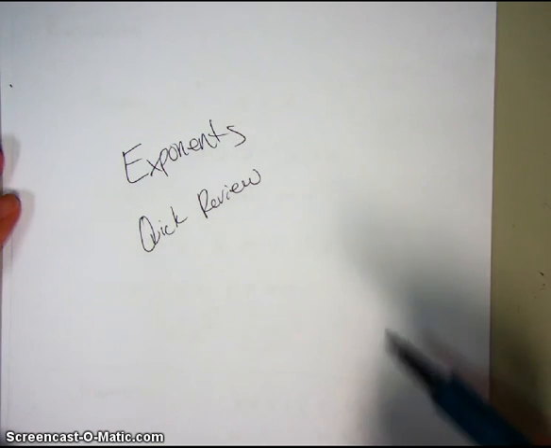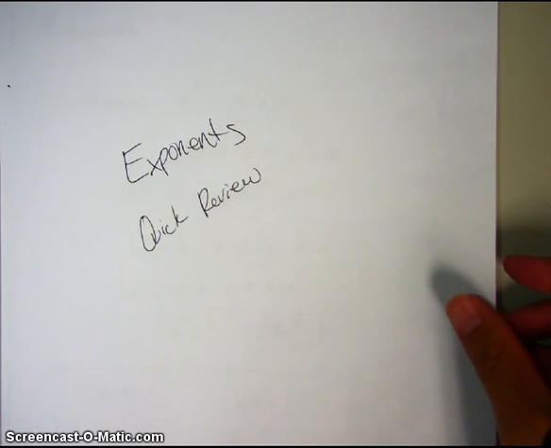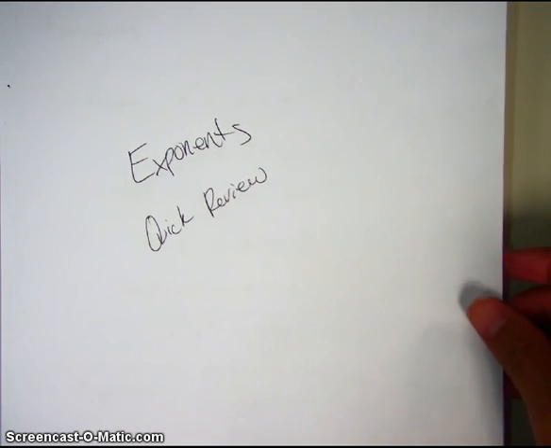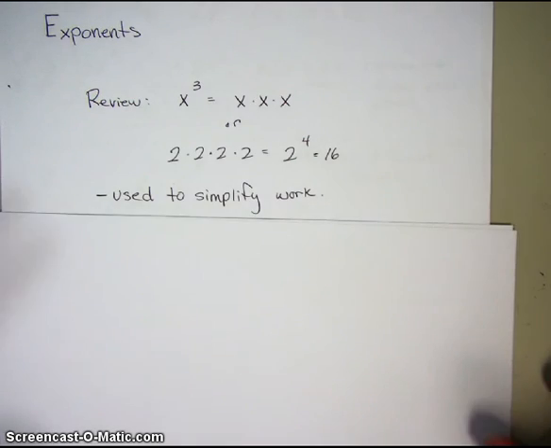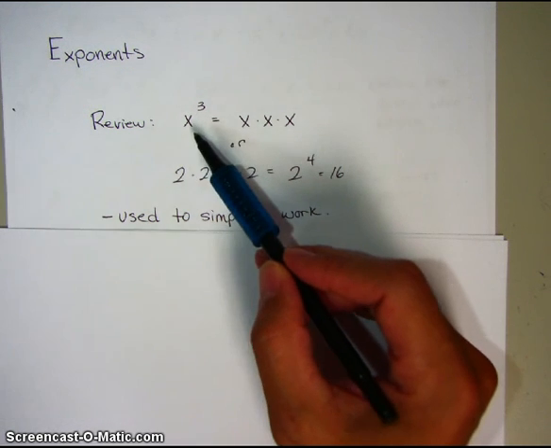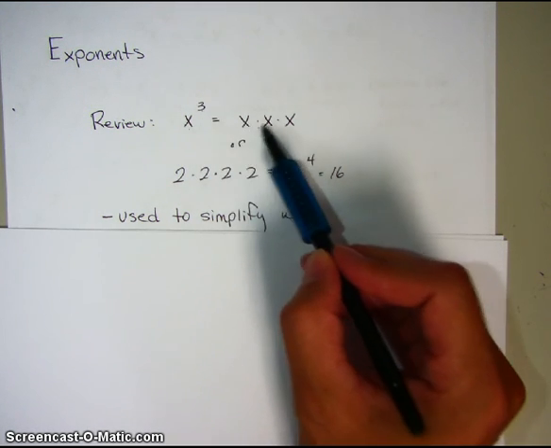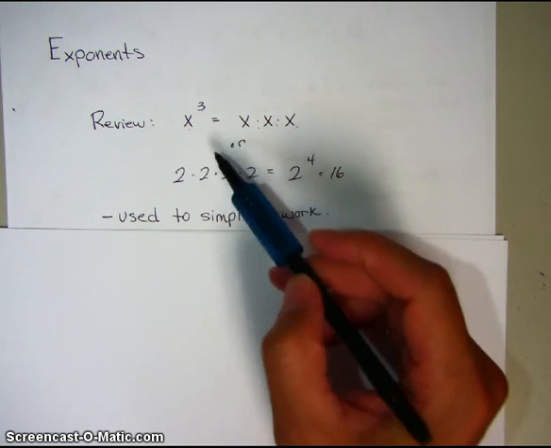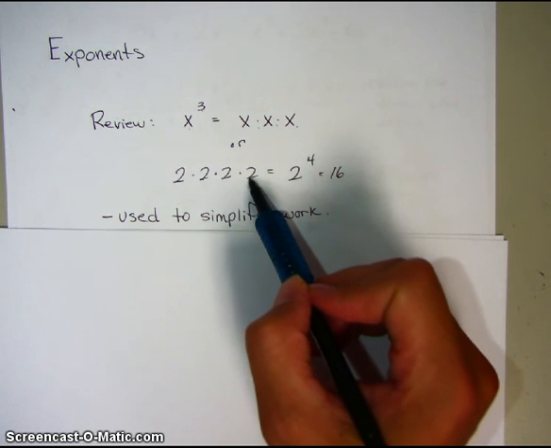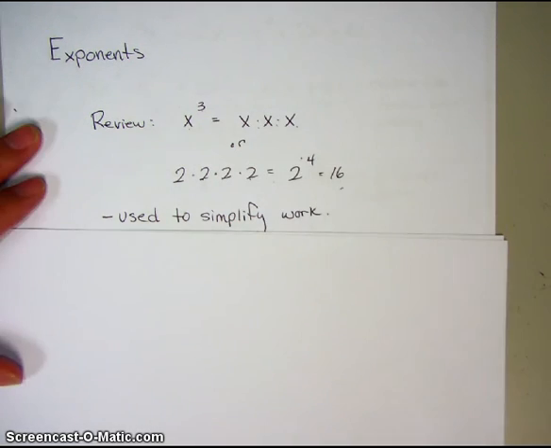All right, so this is a quick exponents review, just to go over some of the things that can be problematic. Exponents are something we use to simplify our work. X to the third really just means x times itself 3 times. If I had 2 times 2 times 2 times 2, that's 2 to the fourth, which is 16. So it's just a way to simplify our work.